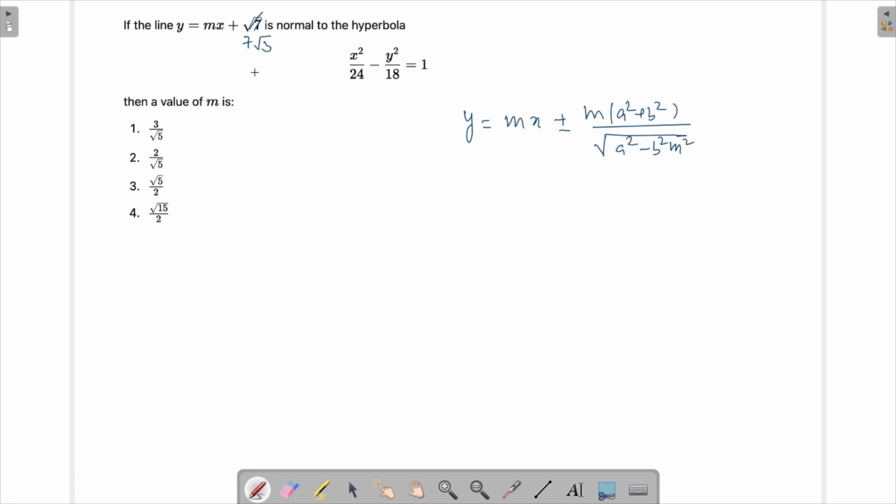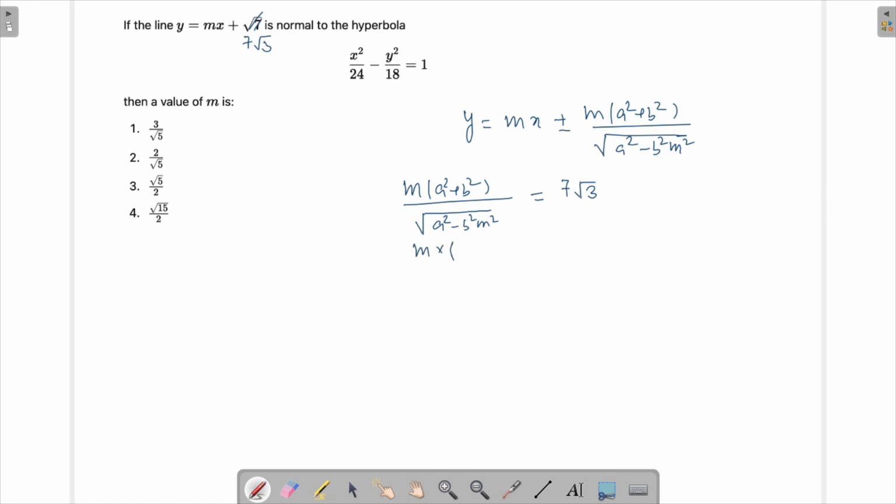If that being the case, then this equation would turn out to be that m(a square plus b square) upon square root of a square minus b square m square should be equal to 7 root 3. Now, what is a? a square is 24, b square is 18. So let's substitute those values.